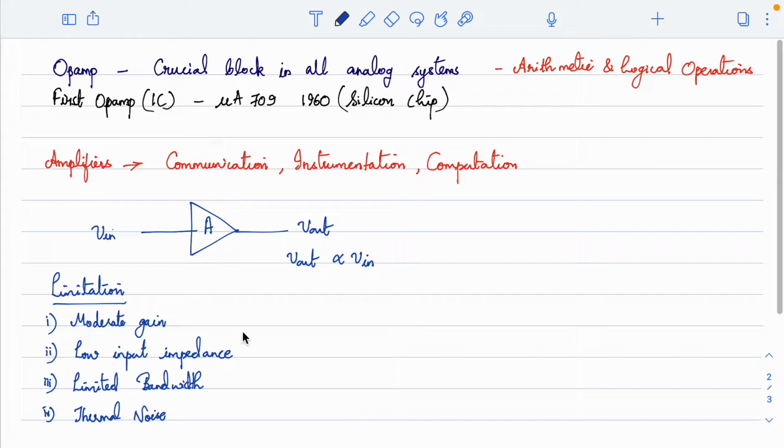Now if I ask this question, why is low input impedance a limitation, or what is the need in general? In general, what we look for is high input impedance, and we also look for low output impedance, generally for voltage amplifiers, for the various reasons we have looked at before. Alright, so presenting these limitations of the regular amplifiers, there I am introducing op-amp.